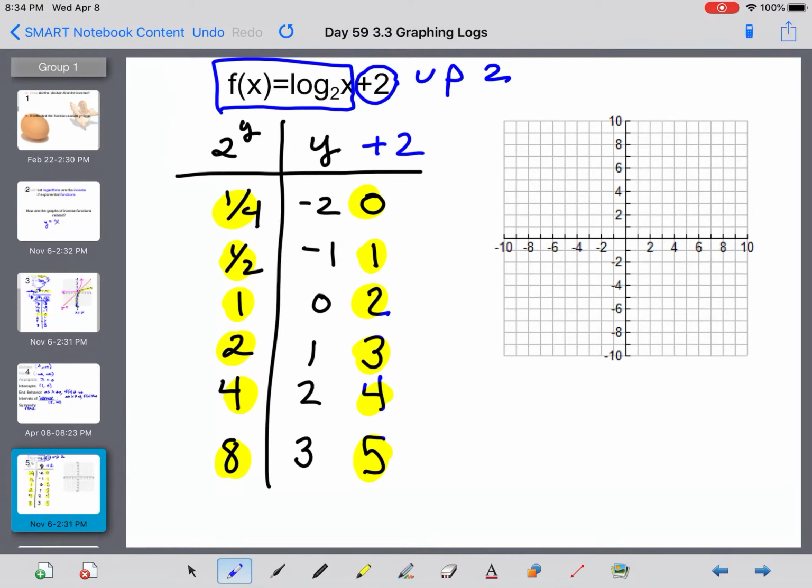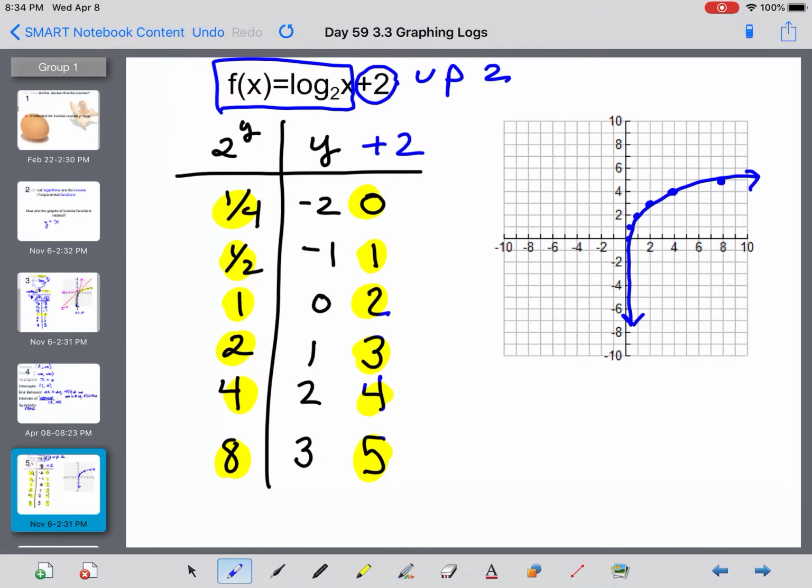So now my first point would be, I guess I didn't put 1/8 comma -3 in here. I started with 1 above, but we can still make this work. So there's 1/4, 0, 1/2, 1. And so you can see, here's my new log function, and it's been shifted up 2 units.